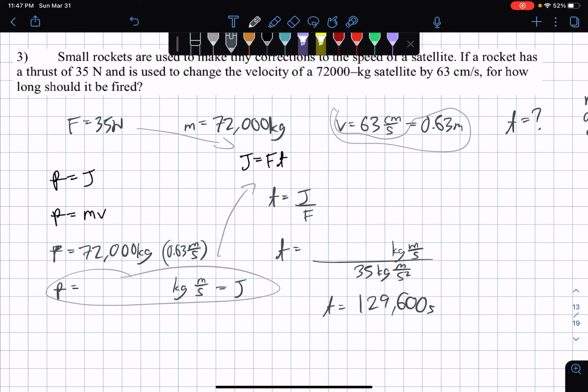Again, going back to the previous solution. Okay, so momentum is equal to impulse is equal to 45,360. I hope we're on the right track right now. Okay, and yeah, 1,296 seconds. So that's the answer.